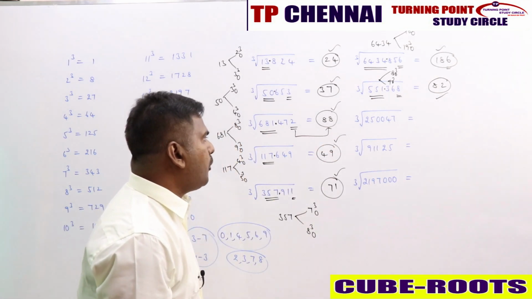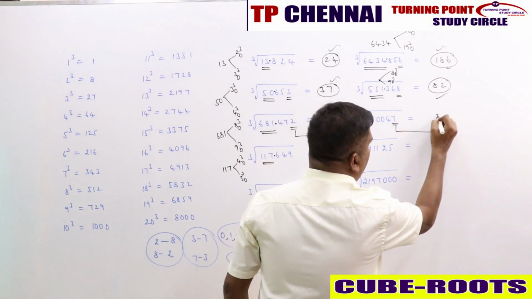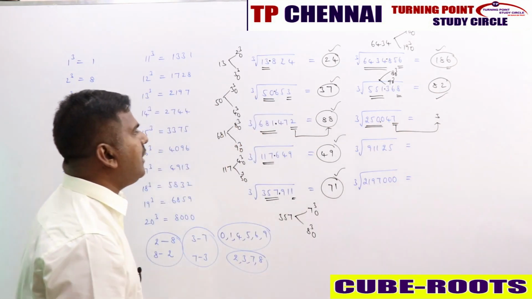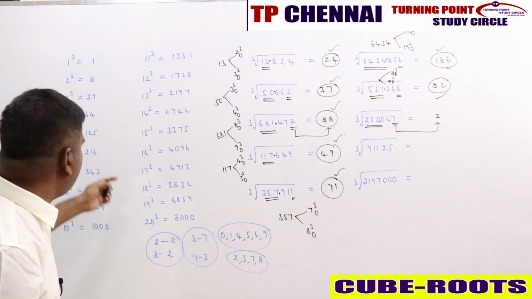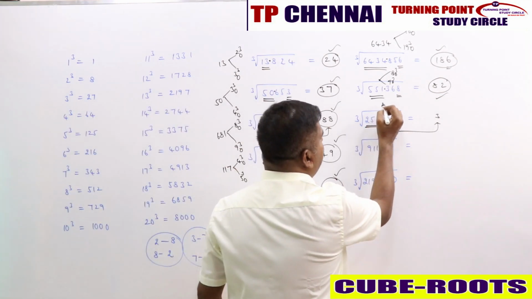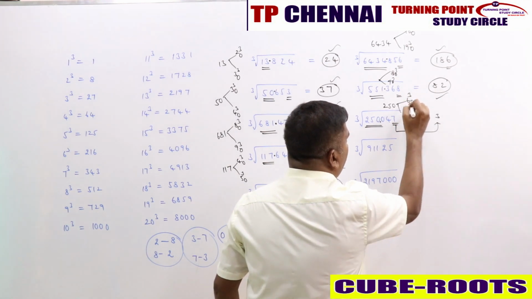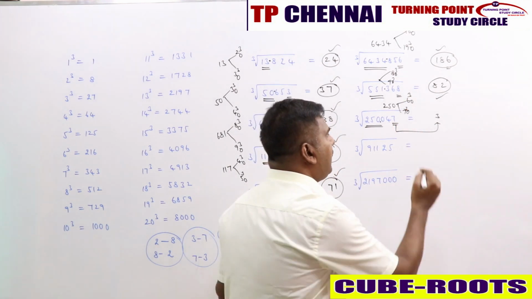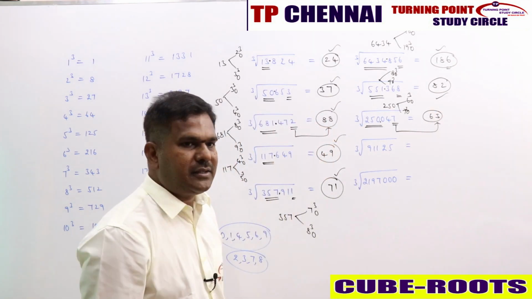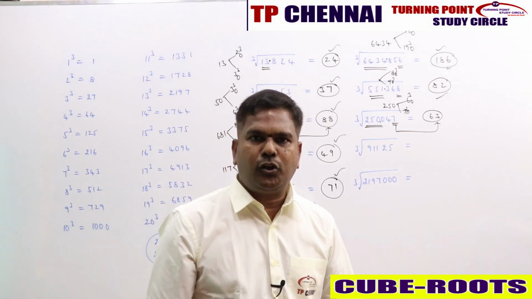Next one, cube root of 250047, ending with a 7. The cube root must be ending with 3. Put a dot after 3 digits. So 250. 250 is lying between which two cubes? 6 and 7. So the cube root must be between 60 and 70. Ending with a 3, it is none other than 63.